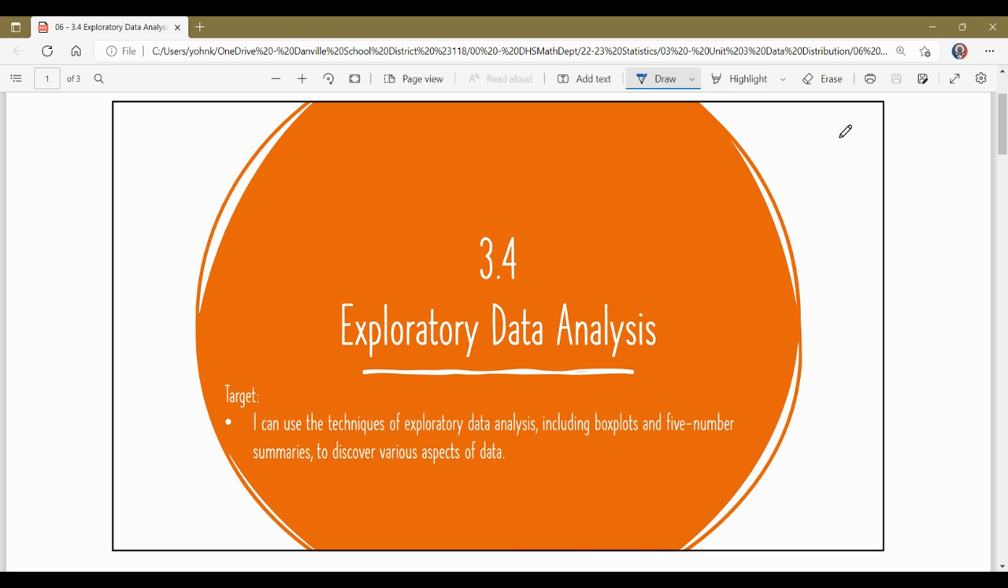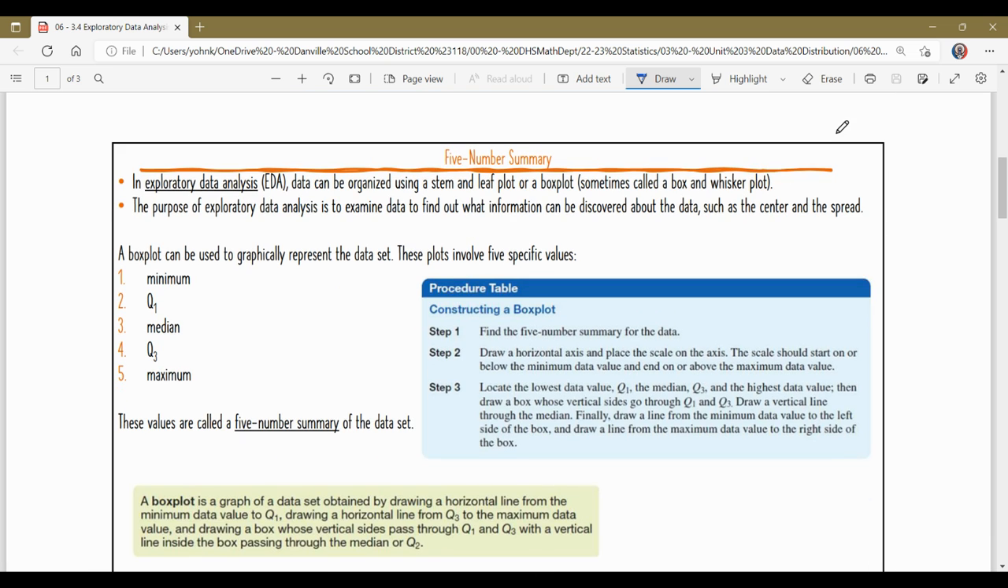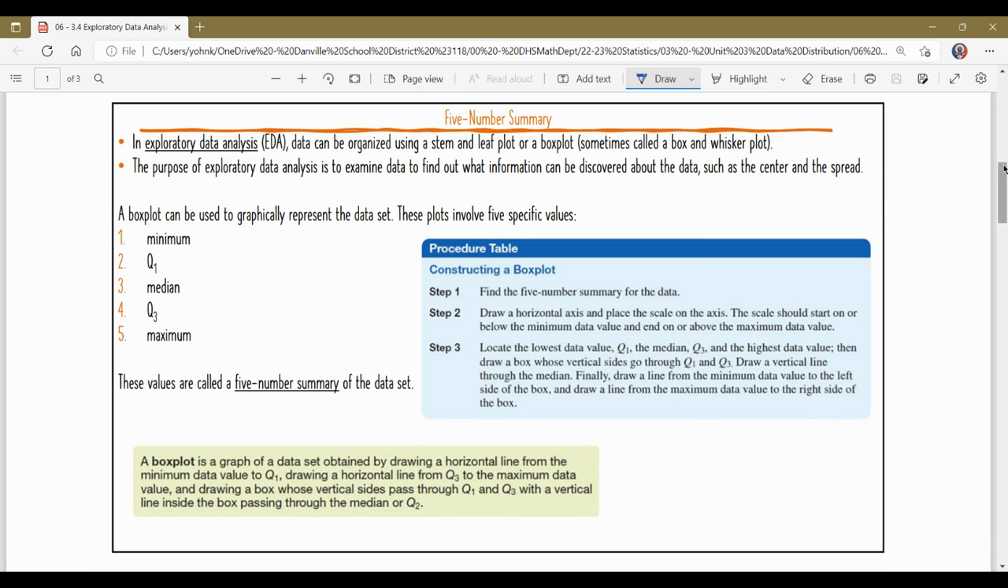Today we're going to use the techniques of exploratory data analysis, including box plots and five number summaries, to discover various aspects of data. Sounds like something super important, exploratory data analysis, but it's not.